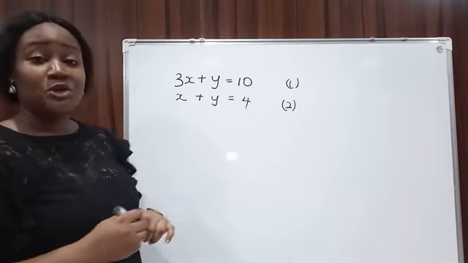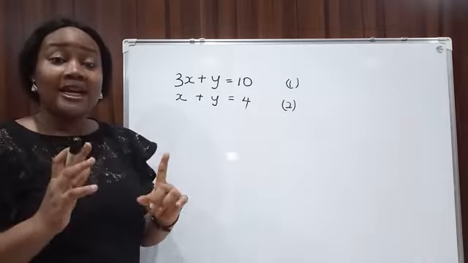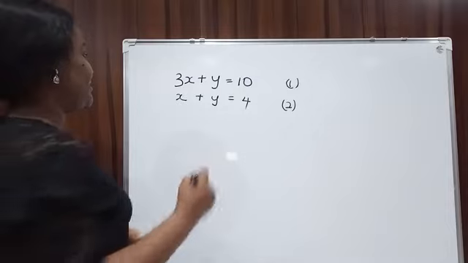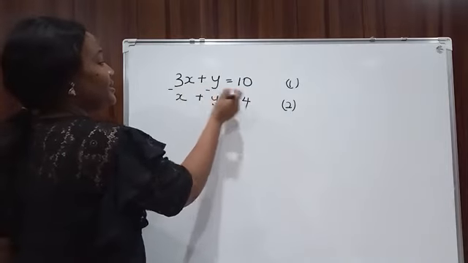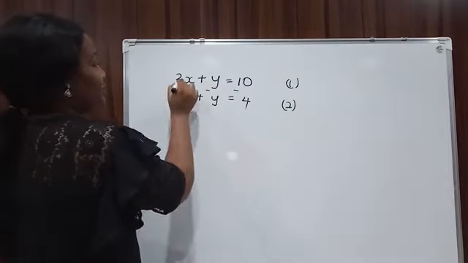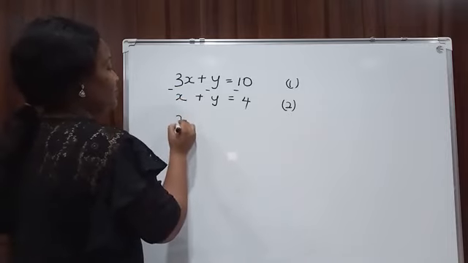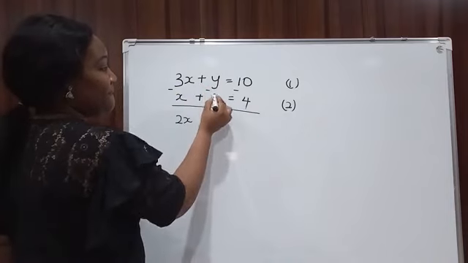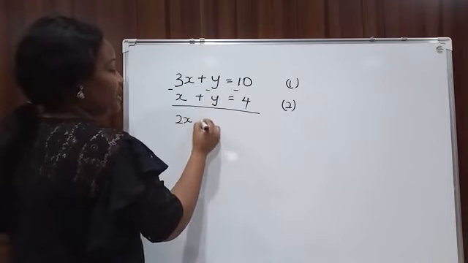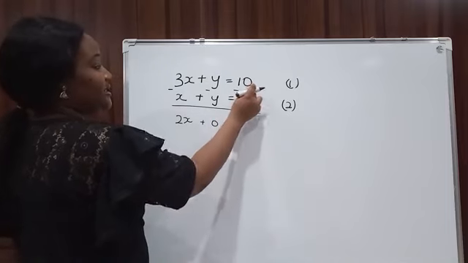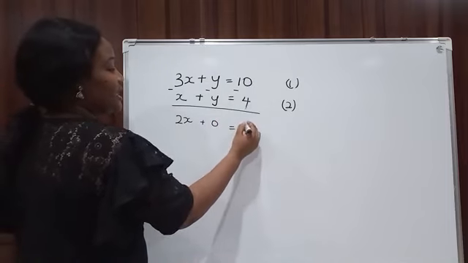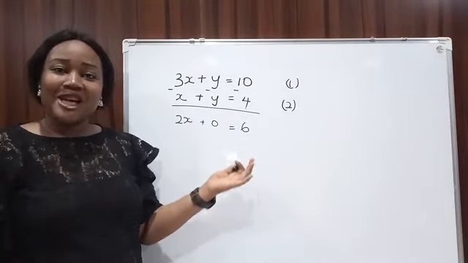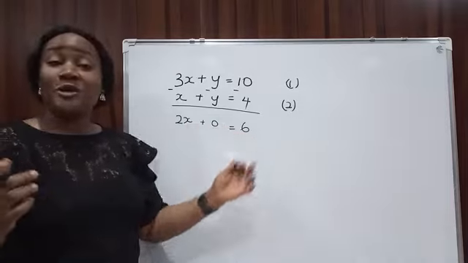Good. So what do we do? We say equation 1 minus equation 2. Now, let's take a look at it. You put minus, minus, minus. So you have 3x minus x, which gives us 2x. y minus y will give us 0. And we have 10 minus 4, which gives us 6. Now a linear equation is formed. 2x is now equal to 6.